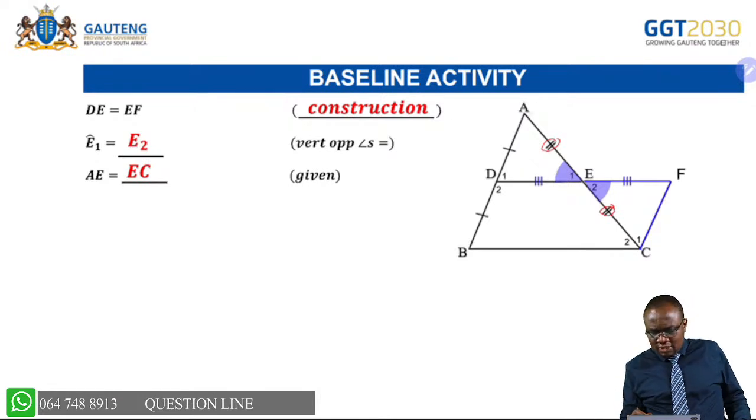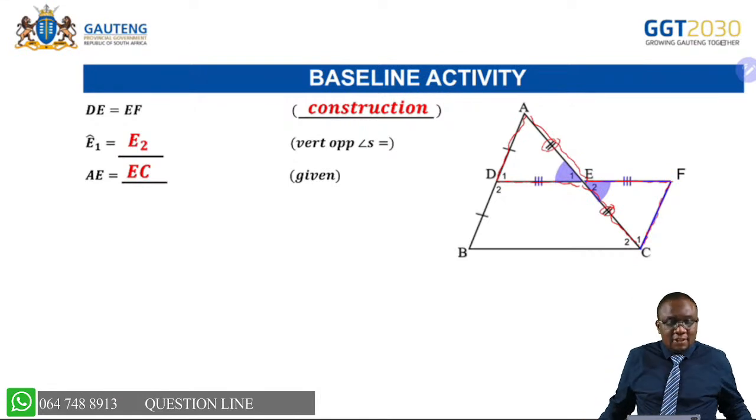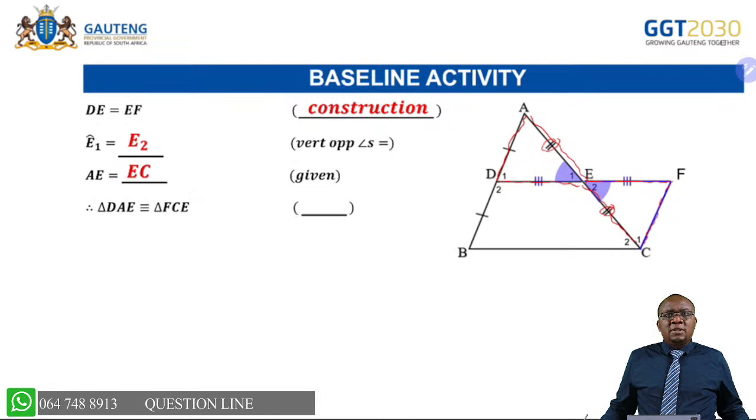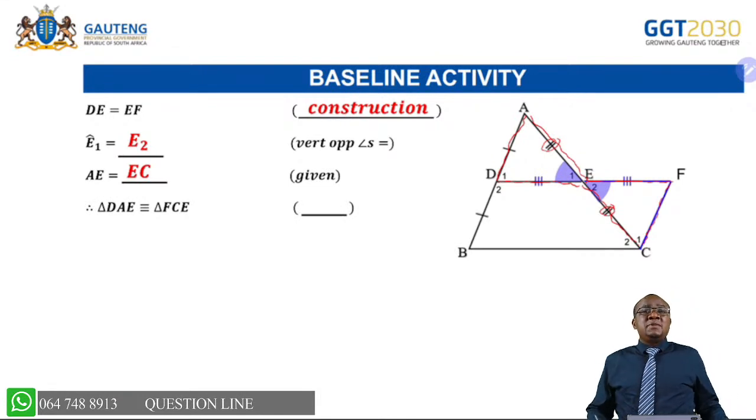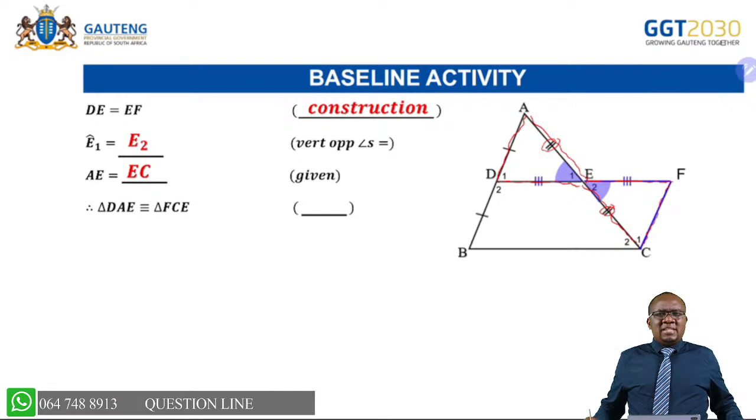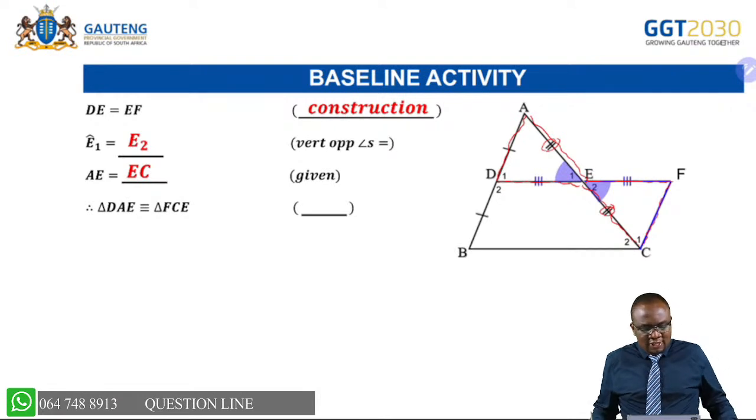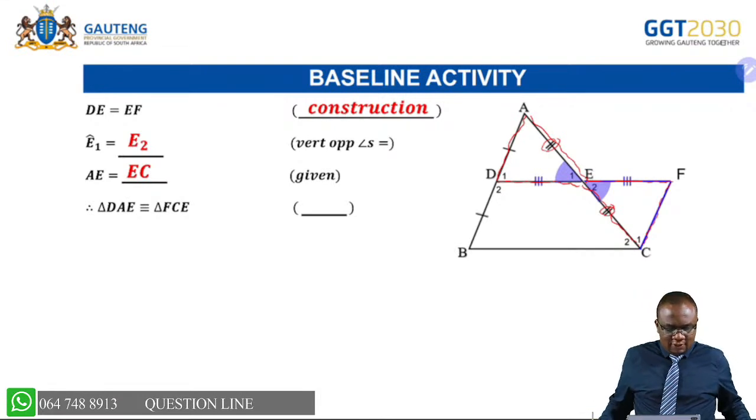Side, angle, side. Look at these two triangles. What can we say about them? This triangle and then this triangle. DE is equal to EF, E1 is equal to E2, AE is equal to EC. The two triangles are congruent. Why are they congruent? Congruent means exactly the same. So that's congruency. So triangle DAE is congruent to triangle FCE. Why? Because of side, angle, side.